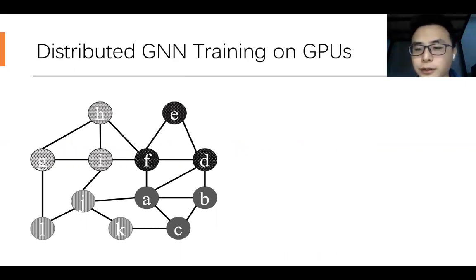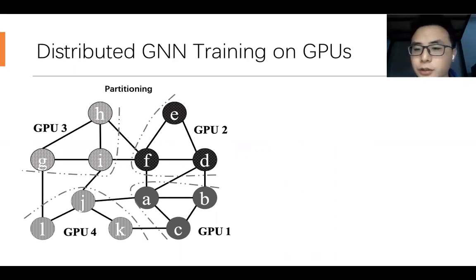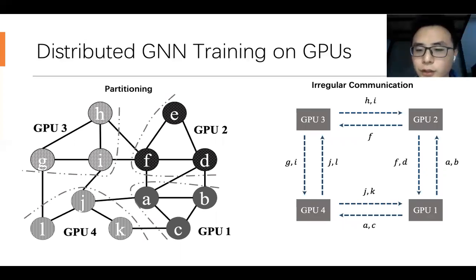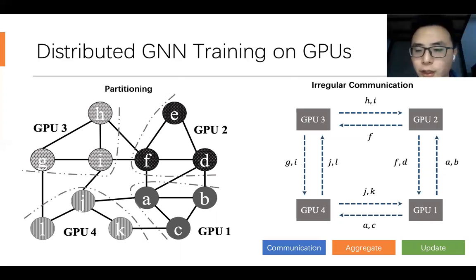In the distributed setting, we first partition a graph to several GPUs, and each GPU trains a subgraph. However, during the partitioning, the endpoints of the same edge may be partitioned to different GPUs. Therefore, to guarantee the algorithm's correctness, each GPU needs to fetch some vertices from other GPUs before the aggregation. So in the distributed setting, the computation pattern of one GNN layer is changed to communication, aggregation, and update.